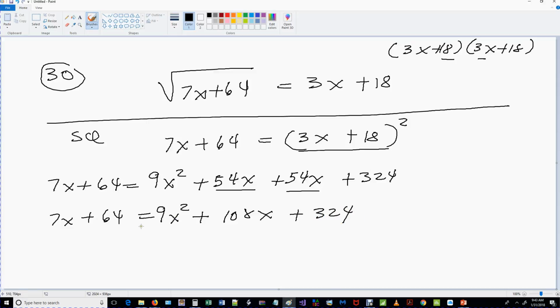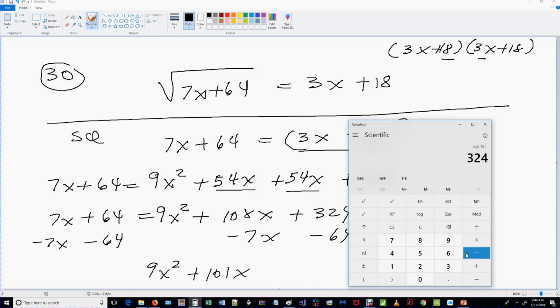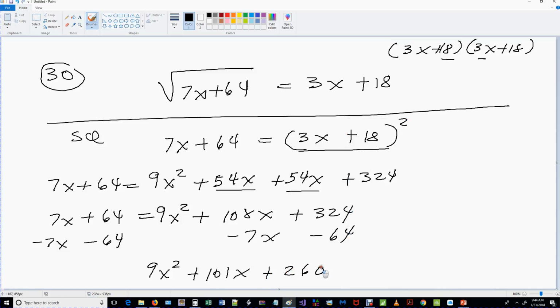Now we're going to make this the main side, right? And we need to make that equal to 0. So get rid of this 7x by subtracting 7x. Get rid of this 64 by subtracting 64. So you will get 9x squared, 108 minus 7 gives you 101x. And then 324 minus 64, you get 260. So this will be plus 260 equals to 0.